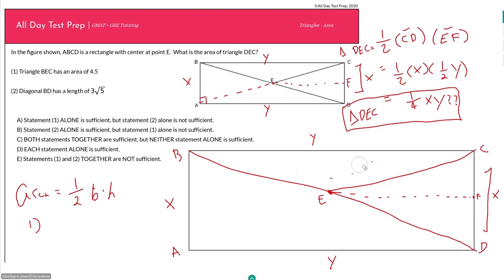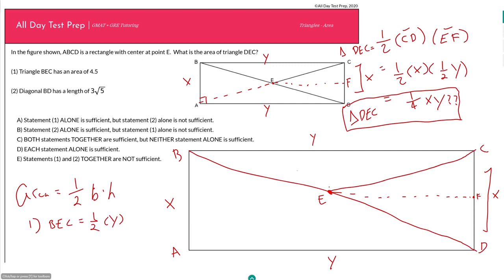And this is where having everything in terms of the same variables is useful. So what is the base for triangle BEC? It's this line here, BC, which is just Y. So what they're saying in statement 1 is the area for BEC is equal to 1/2 Y.